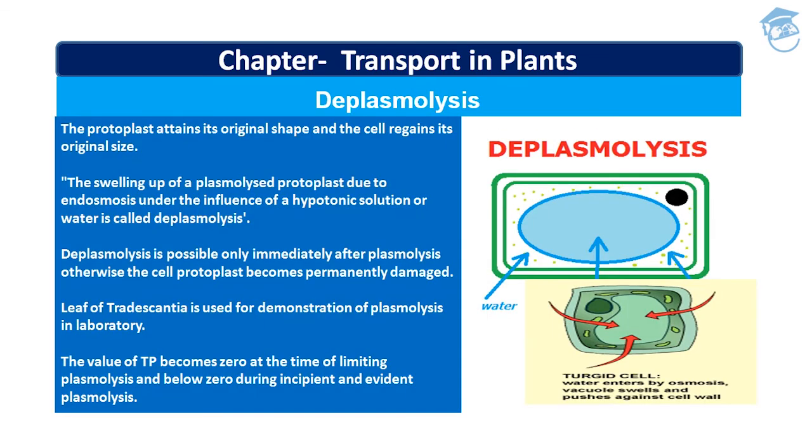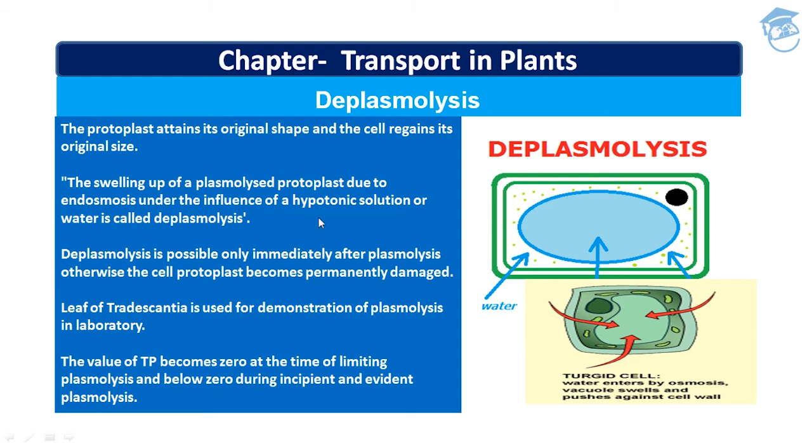Now we'll talk about deplasmolysis, students, wherein the protoplast attains its original shape and the cell regains its original size. The reversal of plasmolysis is deplasmolysis. It is the swelling up of a plasmolyzed protoplast due to endosmosis under the influence of hypotonic solution.